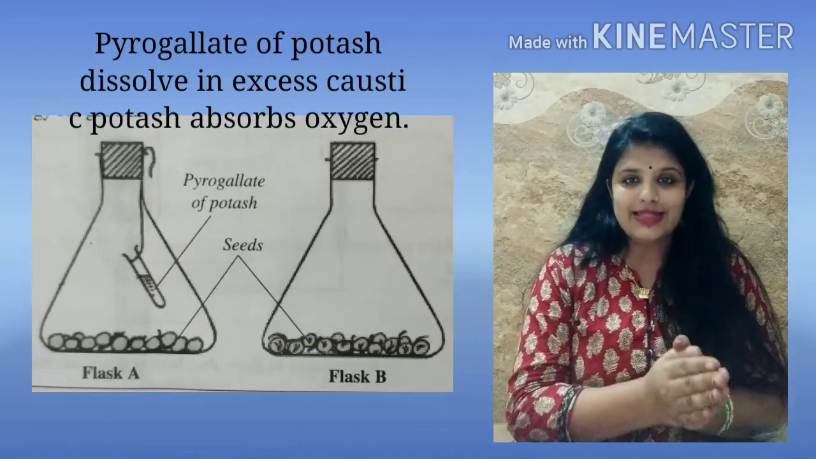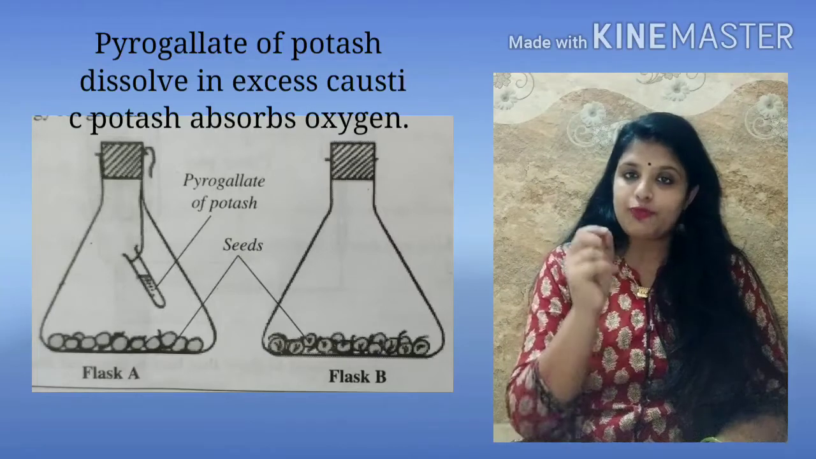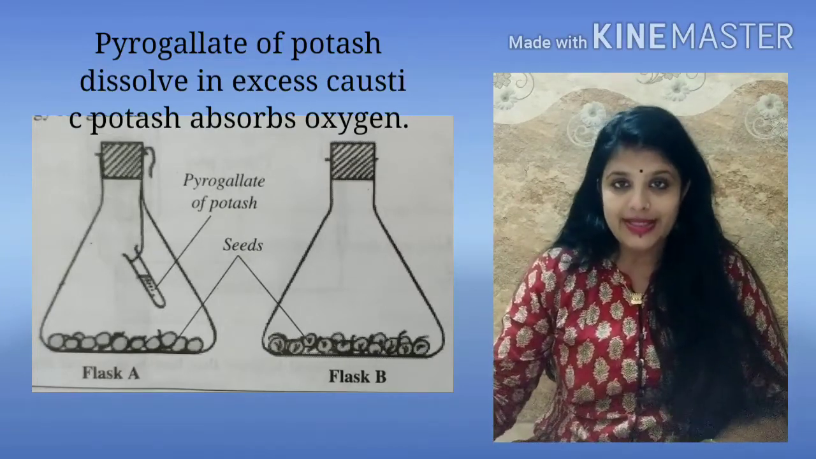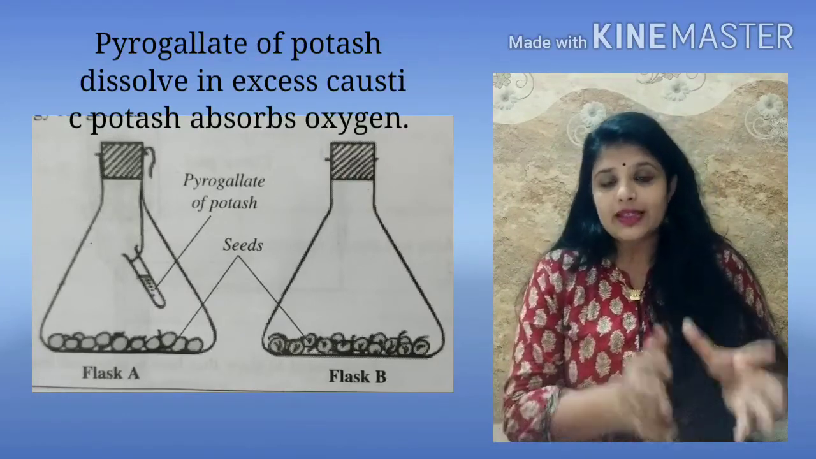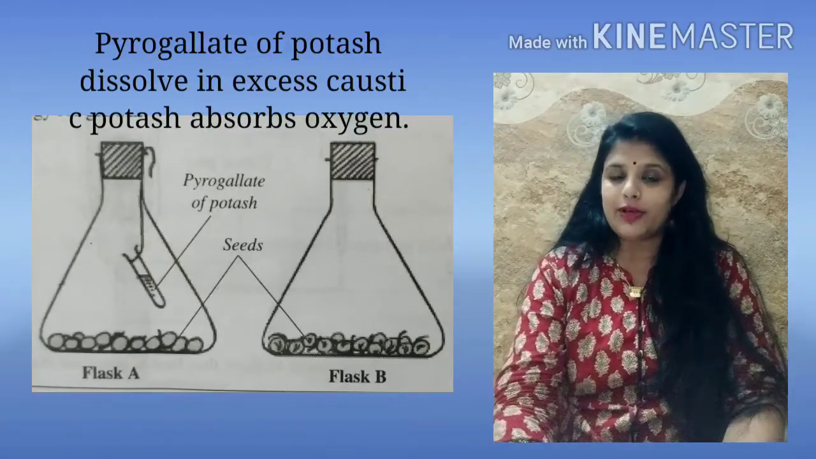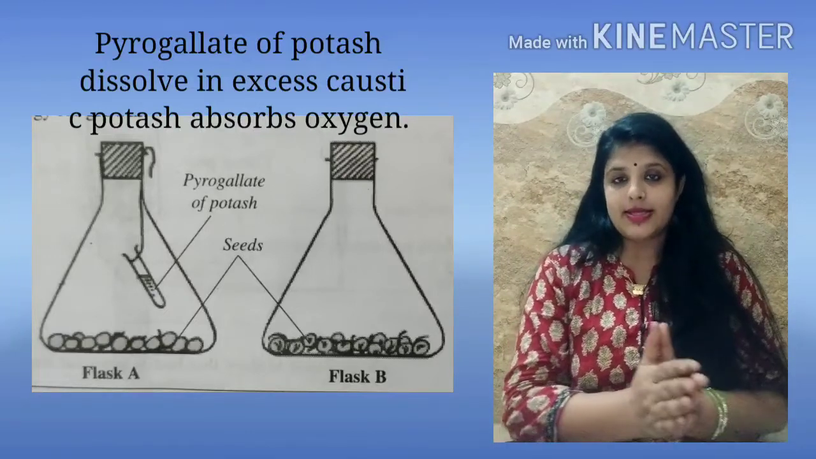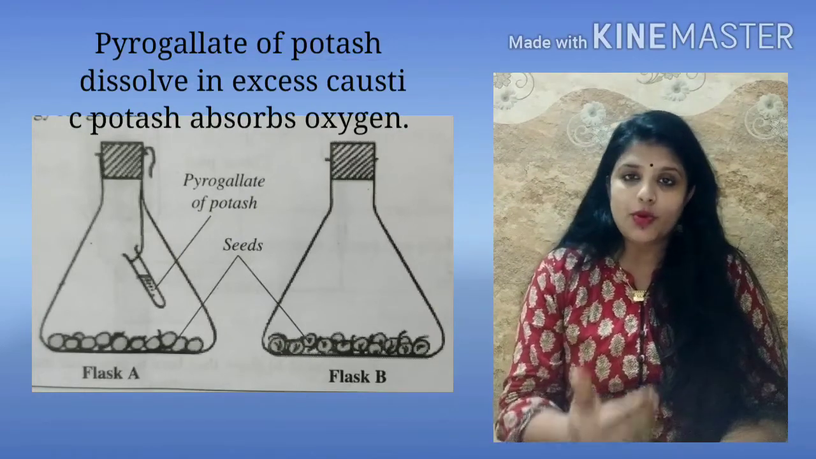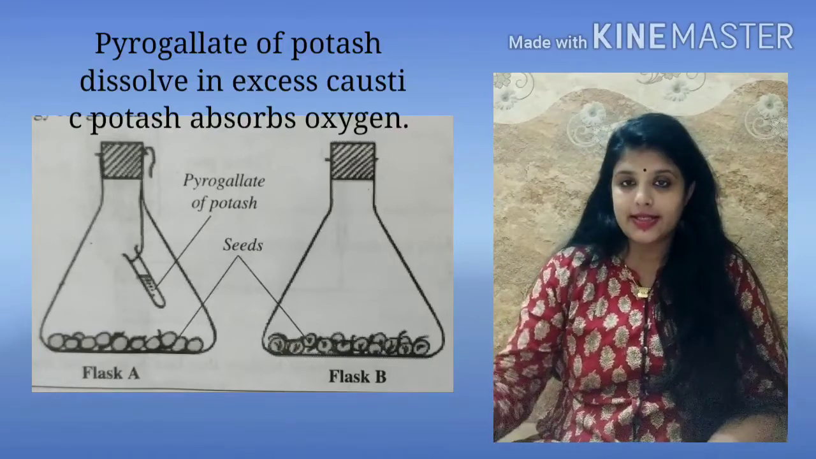But in one of the sets, that is flask A, we will take a small amount of alkaline potash pyrogallic acid, and in another flask B we will not take any such chemical. Now, what is the function of alkaline potash pyrogallic acid? It can absorb oxygen. So in the first flask, that is flask A, we have used this chemical which will absorb oxygen, while in another flask B we have not used any such condition.